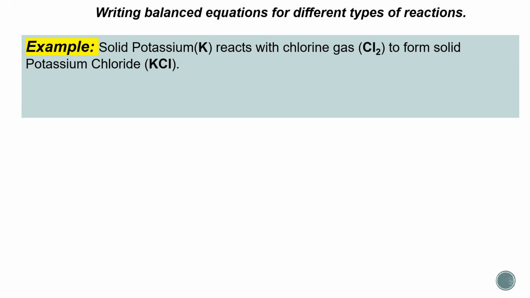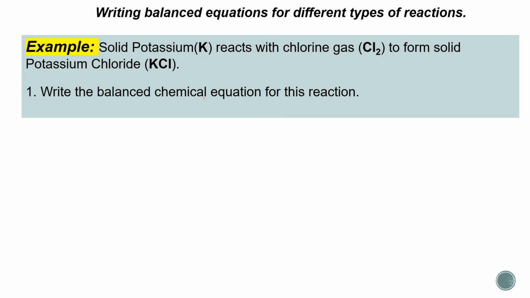Now, what we are going to do now is we will write balanced chemical equations for these different types of reactions. So this is an example. Solid potassium reacts with chlorine gas to form solid potassium chloride. Write the balanced chemical equation for this reaction. What is the type of this reaction?